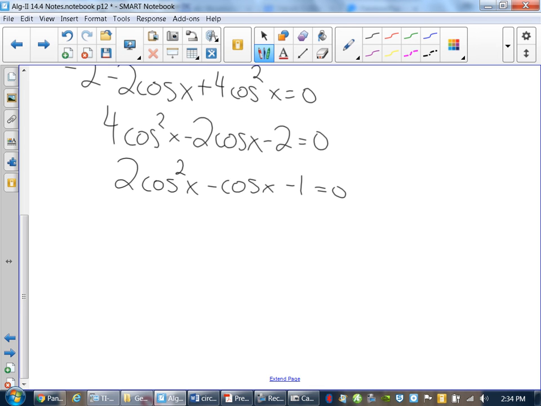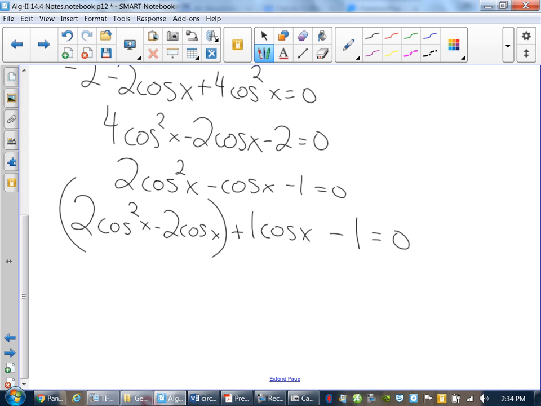Negative 2 and 1. So if I wrote it out with the cosines, I'm going to get 2 cosine squared x minus 2 cosine x plus 1 cosine x minus 1 is 0. I just did that split middle term, multiply my tails to get to the middle, and then I go back and I do GCFs twice.